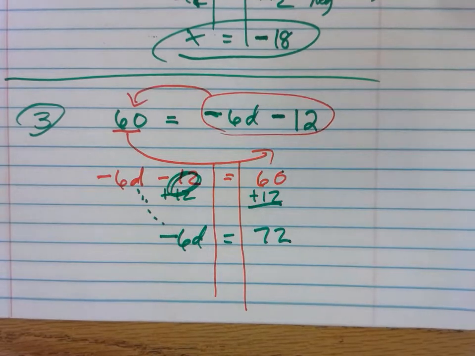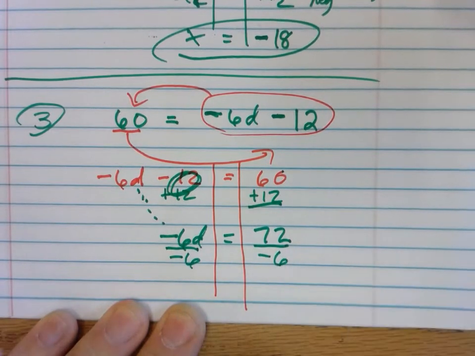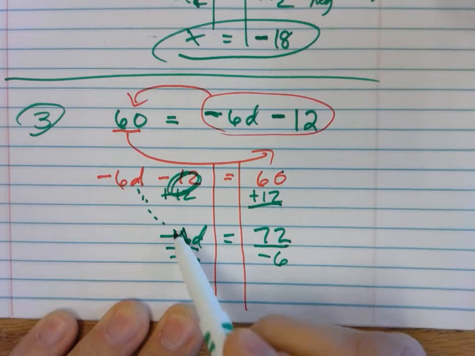Alright, so now I'm going to divide by negative 6 on the left, divide by negative 6 on the right. The negative 6s cancel out.